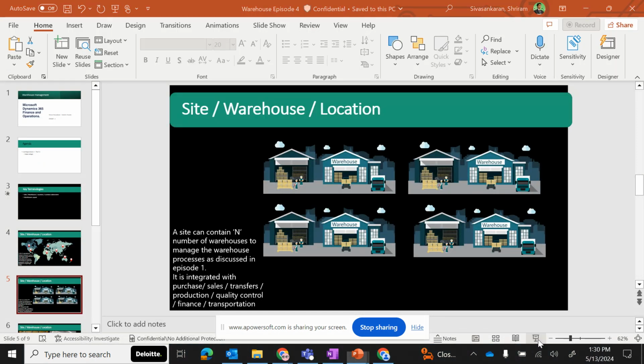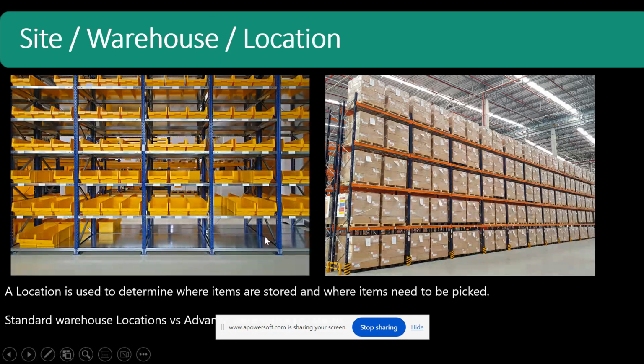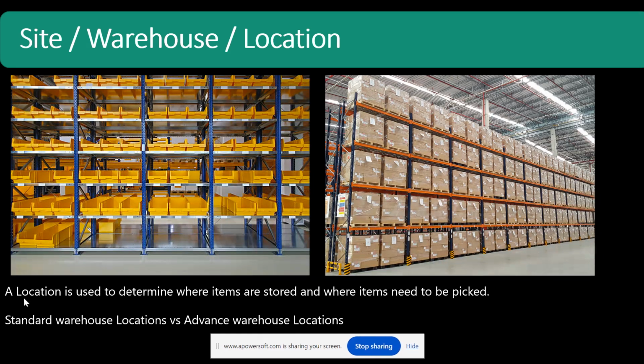So, like I said, we have the site and warehouse created in our system right now. Then, the most important part is inside the warehouse, we may have locations. A location is used to determine where items are stored and where items need to be picked. Right. So, let's say it can be of various types. It can be based on the pallet concept. We saw the palletization, how it works, and how the unit sequence groups need to be configured in episode number 3.